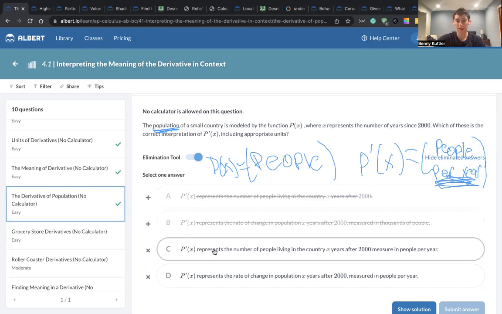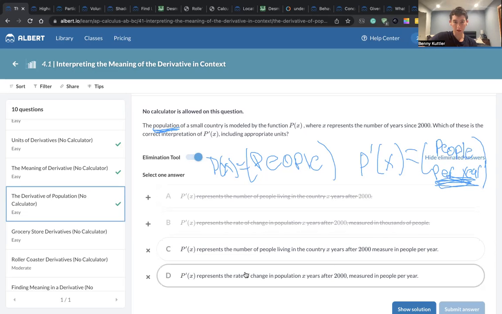And then p prime of x represents the number of people living in the country x years after 2000, measured in people per year. So that seems like it's going to be our answer, but let's check D anyway. P prime of x represents the rate of change of the population x years after 2000, measured in people per year. So let's try to find the difference between these two.